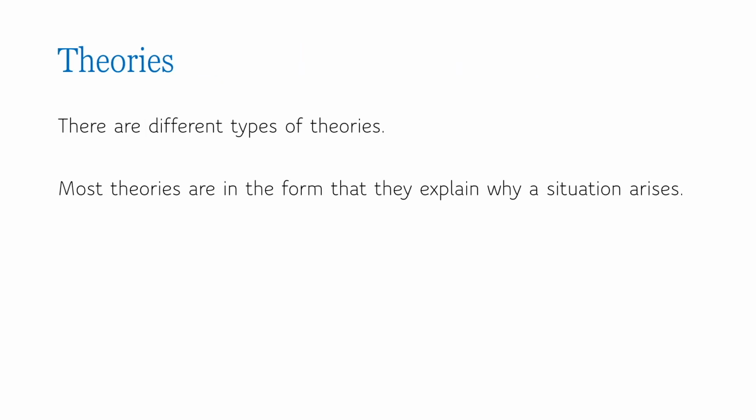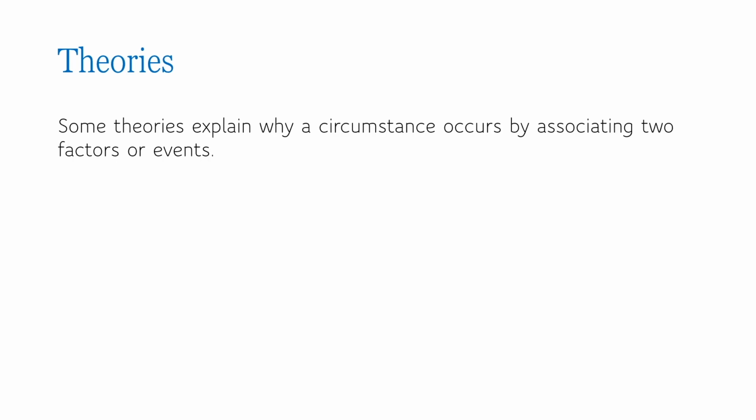There are different types of theories. Most theories are in the form that they explain why a situation arises. Some theories explain why a circumstance occurs by associating two factors or two events. For example, the theory that smoking cigarettes, event 1, is associated with lung cancer, event 2, explains why lung cancer cases were rising.